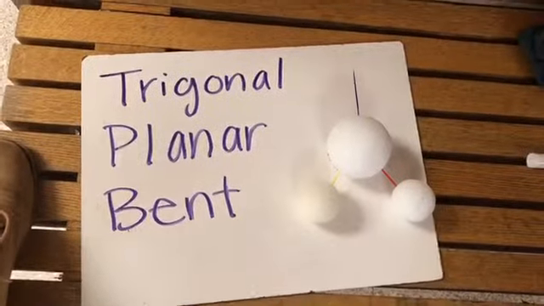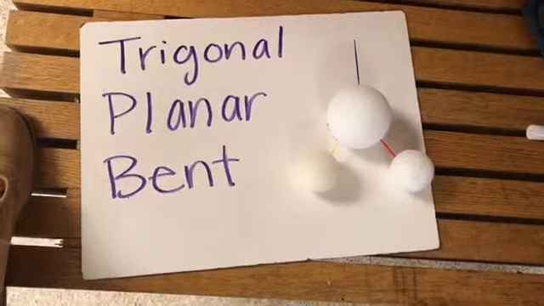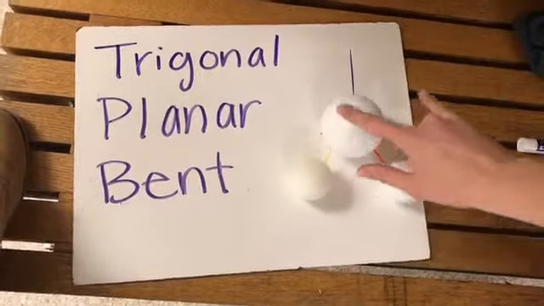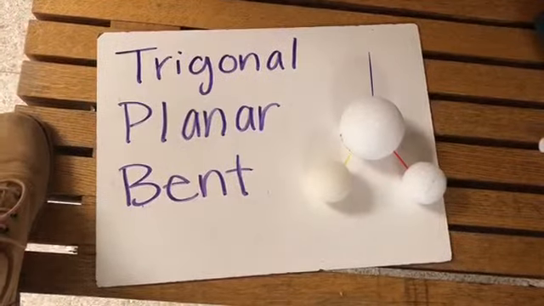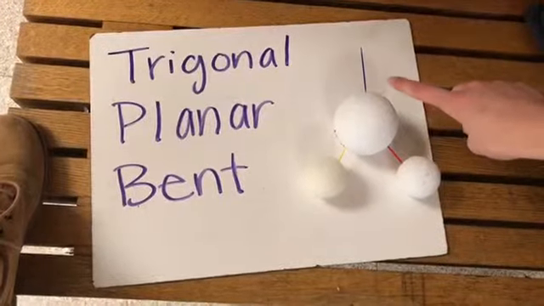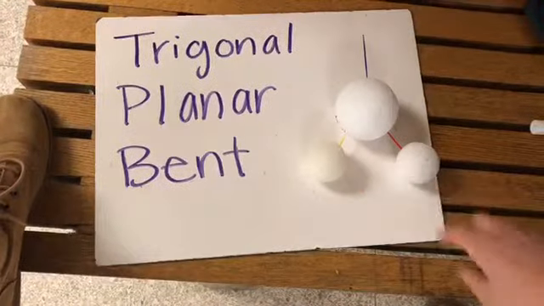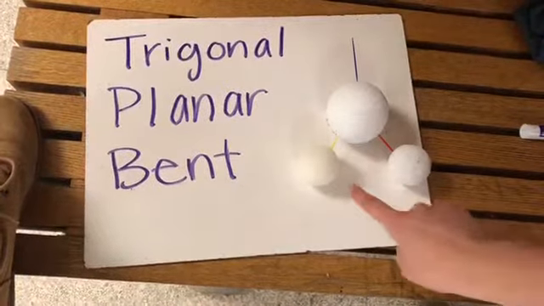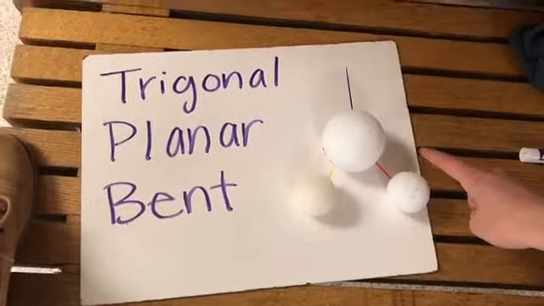Our second molecular model is the trigonal planar bent. It has 2 bonded molecules here and 1 unbonded here. It is called bent because the non-bonded electrons here have a stronger repulsion and pull these 2 electrons closer together. So this bond angle here is going to be less than 120 degrees, and this bond angle here is going to be more than 120 degrees.